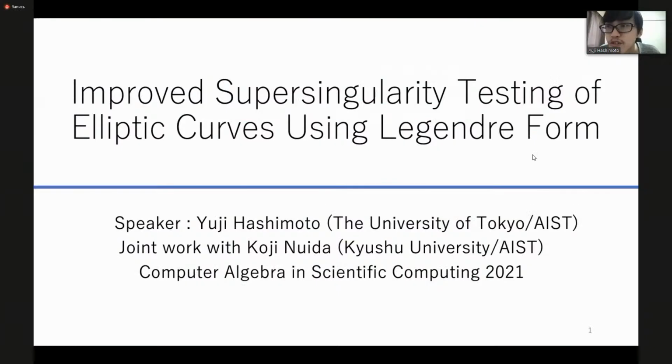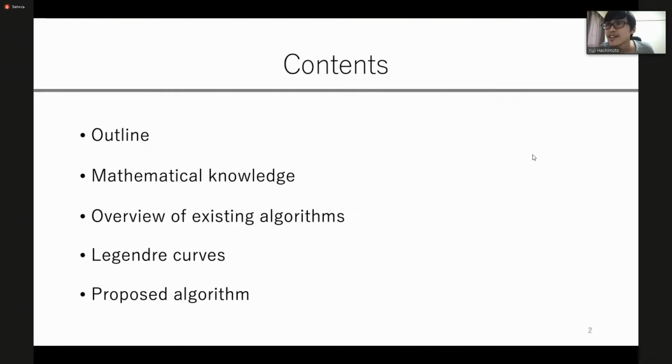Thank you for the introduction. I'm Yuji Hashimoto from the University of Tokyo. And this is joint work with Koji Nuida. I'm not good at English, so I'm sorry if I can't answer some of the questions from the participants. In this presentation, I explain the contents of this slide in order from the top.